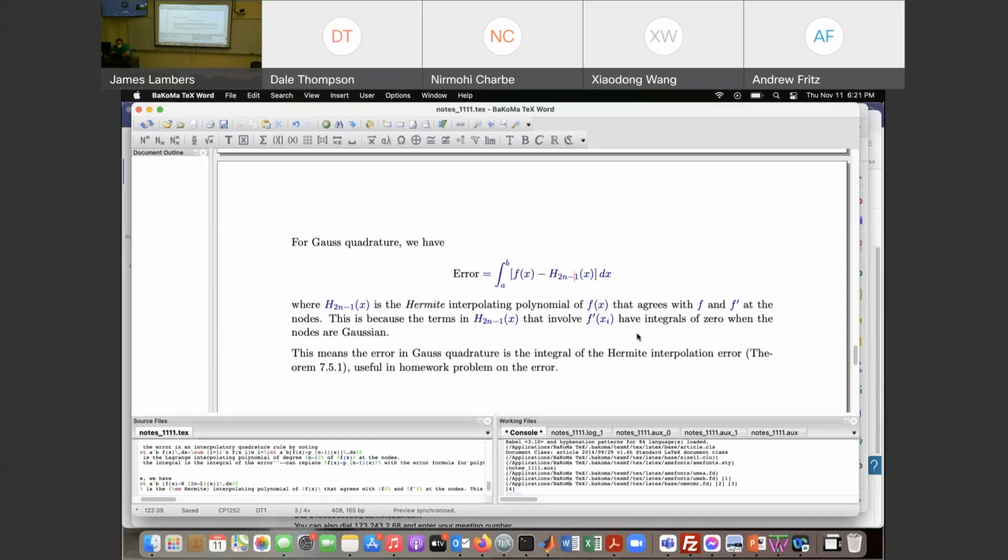This is the end for numerical integration. We have time for any questions about this or homework. All right, nothing new in the chat.